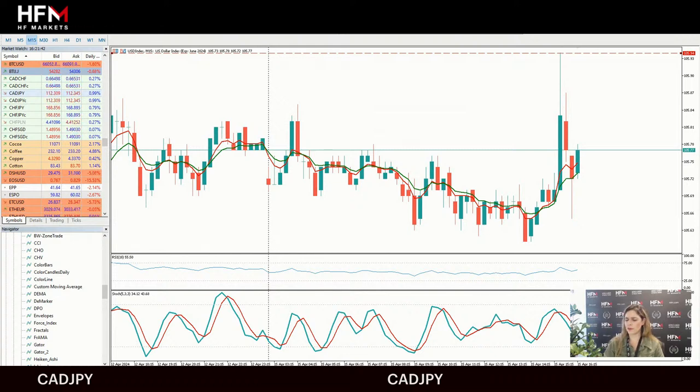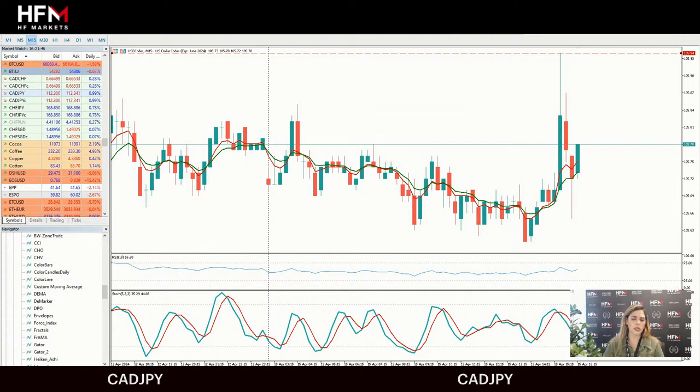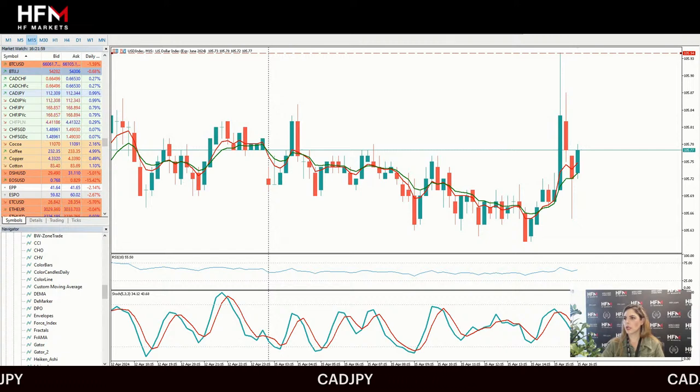There are a lot of scalping strategies that you can practice on a demo account and see which one you prefer and which one is working for you.